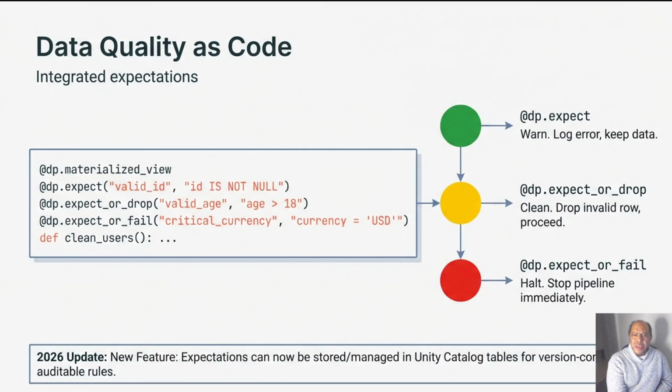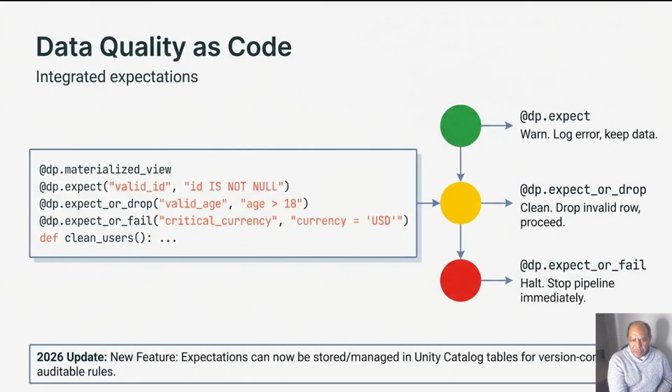The red path is dp.expect_or_fail. This is the halt level. If this condition fails, the entire pipeline stops immediately. We are checking a critical condition, currency is equal to US dollar, for example. If any row has a different currency, we don't want to proceed because it could corrupt our financial calculation. The pipeline fails, you get alerted, and you can investigate and fix the source issue.